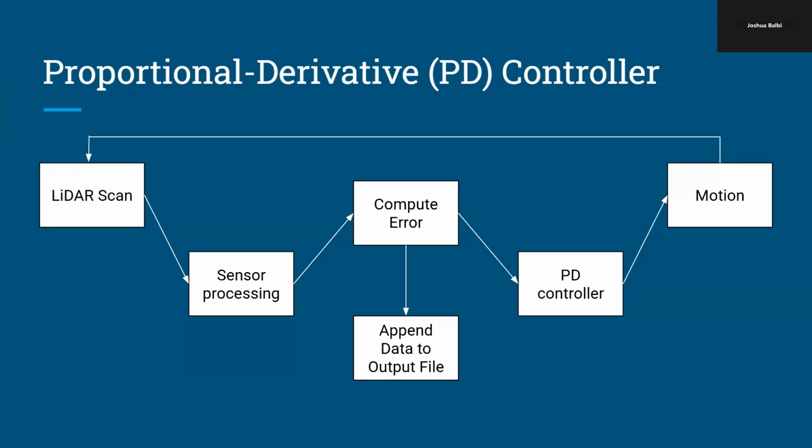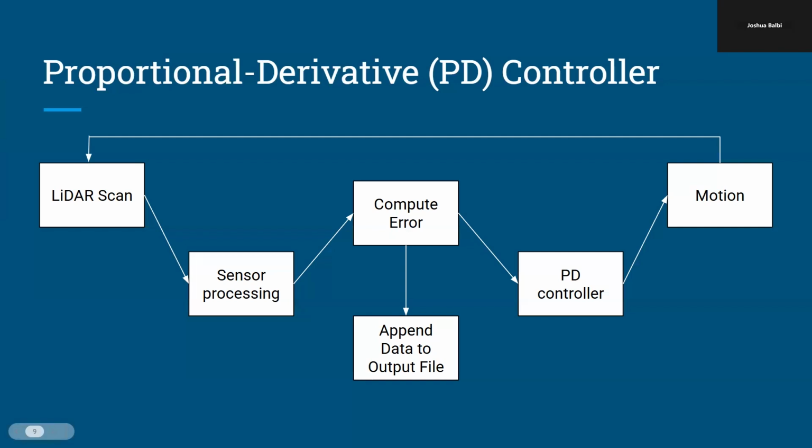From the processed data, we compute the error. The distance error is the difference between our desired distance from the wall and the measured left distance. We also compute the heading term, which is based on the difference between the front left and the rear left beams of the LiDAR. At this stage, we also append all relevant information and data to our output file for logging. The error then passes to the PD controller, which generates an angular velocity command. The proportional term corrects how far we are from the wall, and the derivative term helps smooth oscillations by responding to change in error. We also clamp the command so the robot does not turn too sharply.